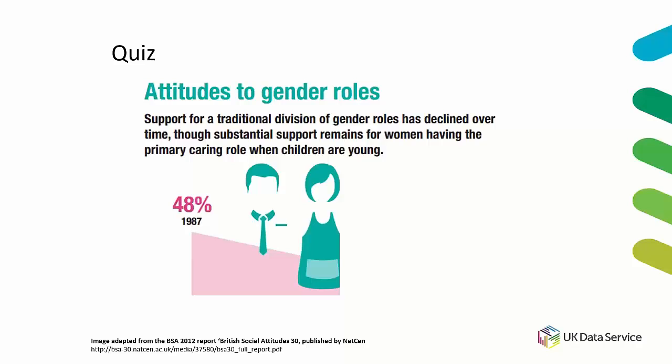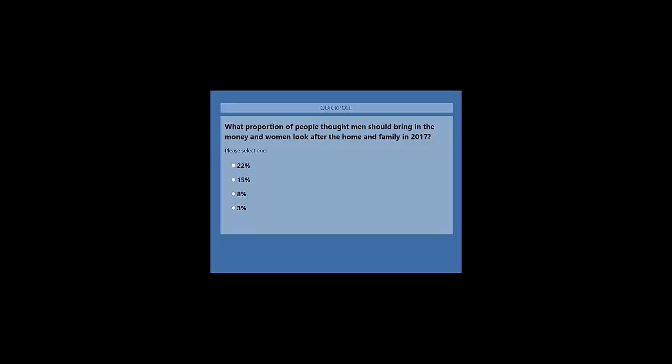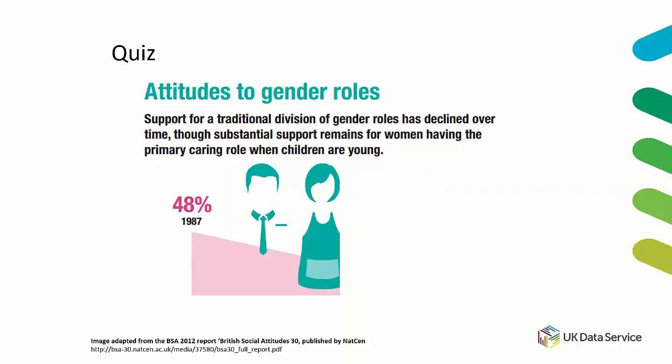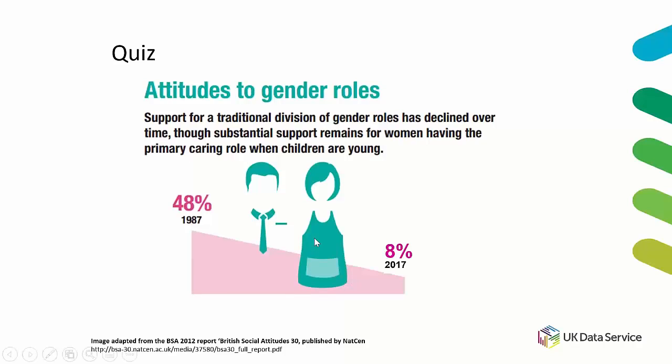So what proportion, we're now going to ask you in a poll, do you think supported the view that men should bring in the money and women should look after the home and family? You should see the options on your screen now. Okay, so we've got half of people thinking about 22%, and then 15 and 8 are on a split. Okay, so if we go back to the slides, we'll find out the answer. The answer was 8%. So only 8% of people still believed in these gender roles in 2017. So it's quite a shift of attitude.